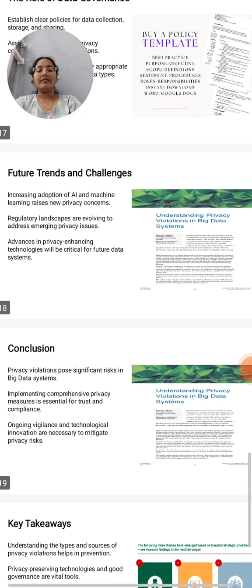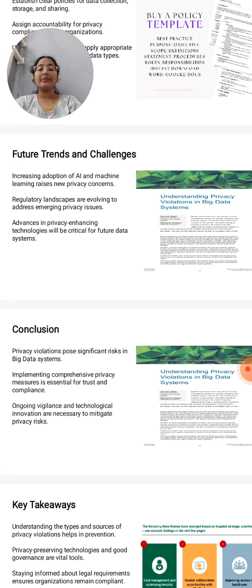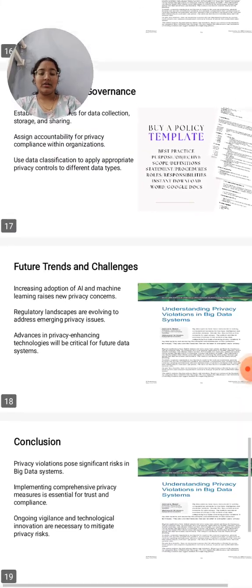Hence, we came to the conclusion: privacy violations pose significant risks in big data systems. Implementing comprehensive privacy measures is essential for trust and compliance. Ongoing vigilance and technological innovation are necessary to mitigate privacy risks.